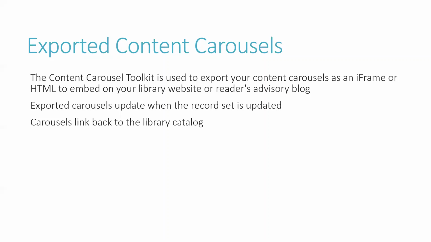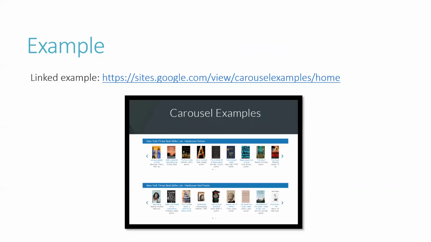So here's an example of what that looks like. You can see here that I've embedded my carousel outside of PowerPAC into a simple Google site. The carousel will update automatically, just like it would if it was in the library catalog. So any carousel that you've created using our Polaris tools, you can easily embed on a library website or on any external website given the code.